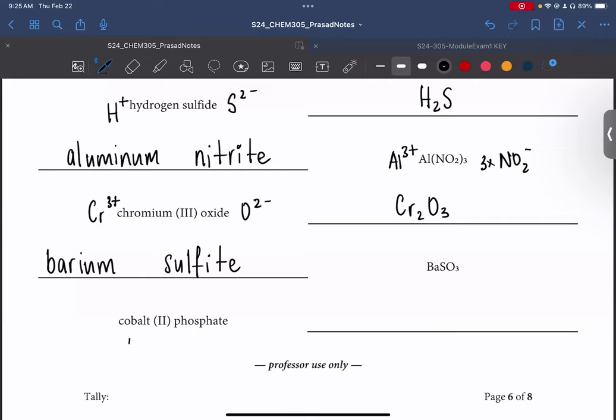Finally, cobalt is 2 plus. We know phosphate to be 3 minus. Crisscross gives us Co3(PO4)2.